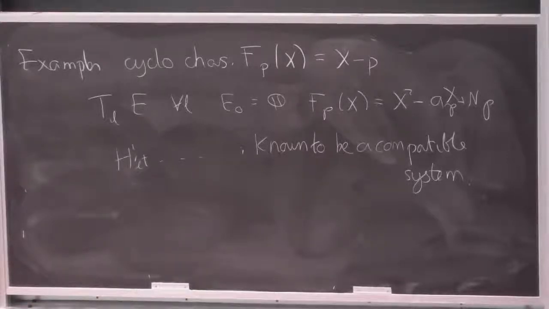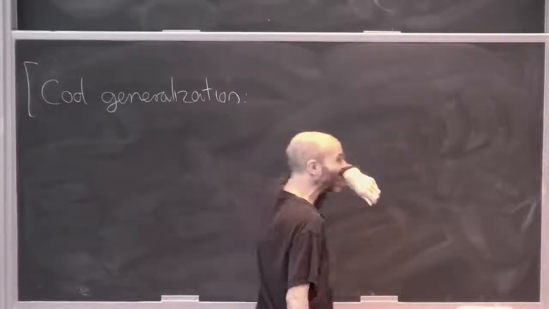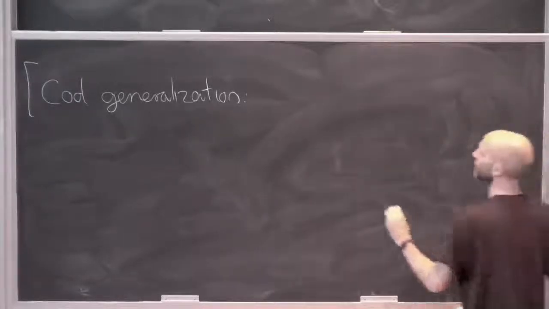So, while I'm here, Deligne didn't prove everything. Let me show you something that Deligne can't prove. Here's kind of a cool generalization: instead of just asking that these traces are the same, you can use local Langlands. Use local Langlands.